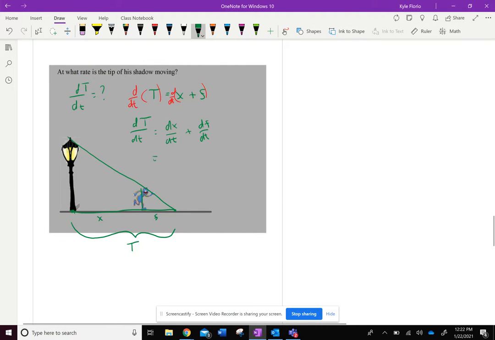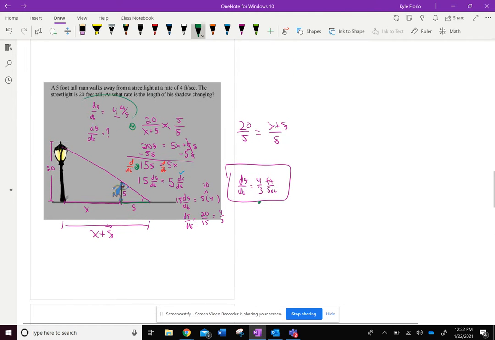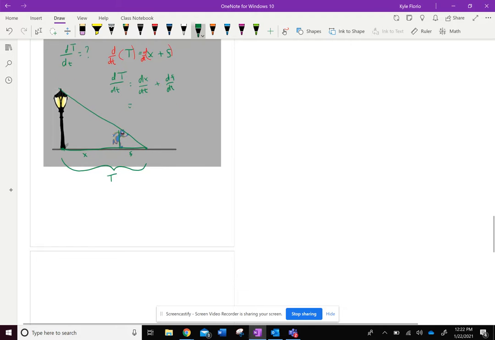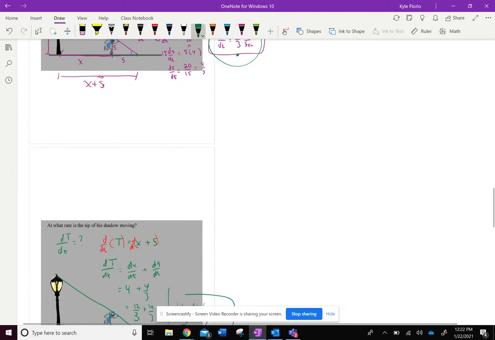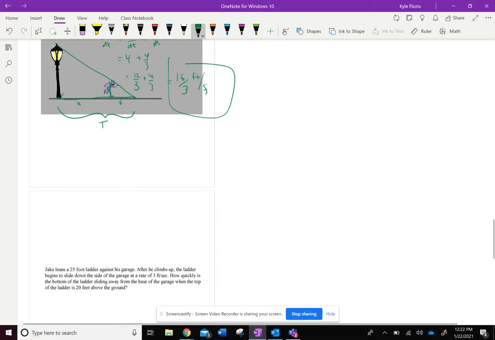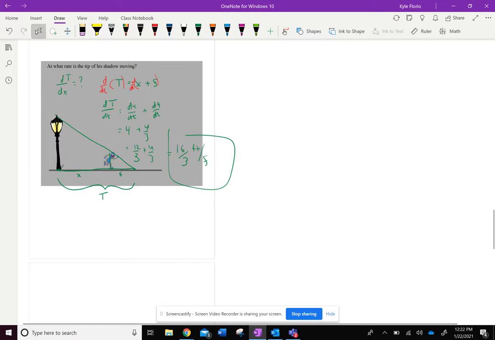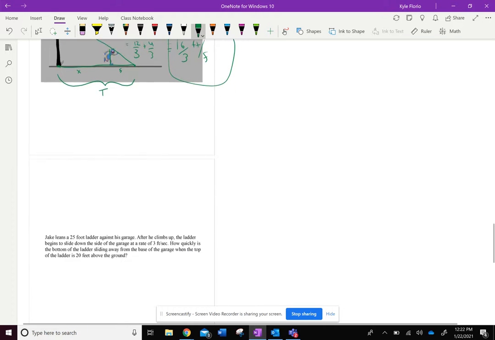The rate of change of x from the previous question we know is 4. And the rate of change of s is 4/3. So it's just going to be 4 plus 4/3. That's the same thing as 12/3 plus 4/3, which is going to be 16/3. I think we're in feet per second. Yes. Okay, so not too bad. The equation T equals x plus s, differentiate, plug in, and we're able to solve that no problem.